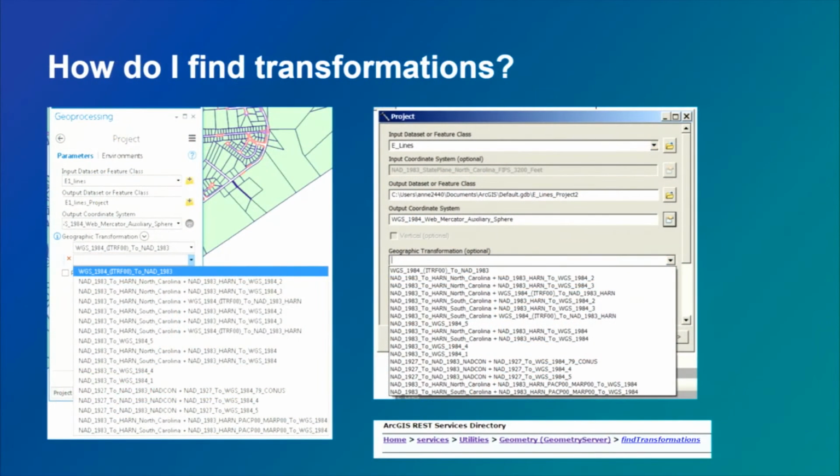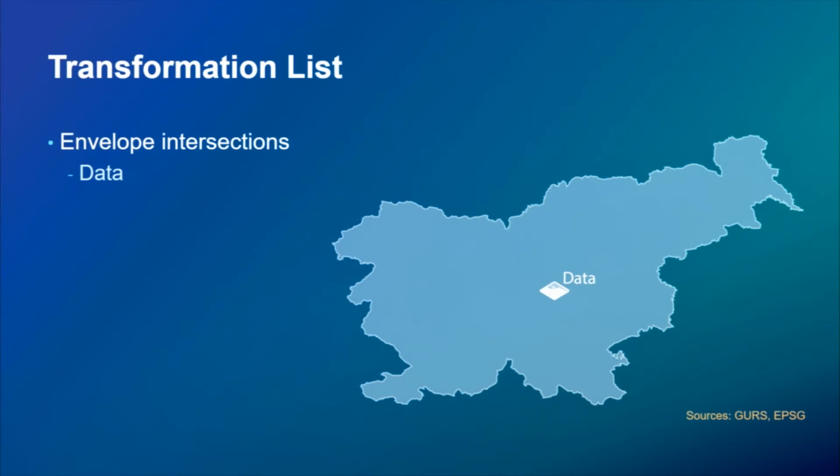So with so many different transformations out there, the most difficult question is, how do I find the transformation that I want to use? And the short answer to that is, don't worry, we're going to take care of that behind the scenes. So when the user, for example in the Project tool, selects the data they would like to transform and also selects the coordinate system they want to transform to, we generate a so-called transformation list. And how do we do that?